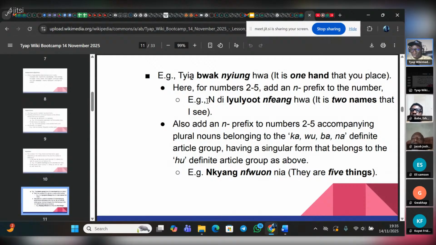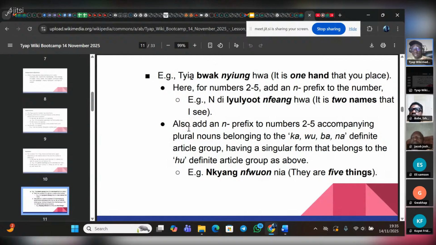And we have an example. The example says, Ndi Lilion Fernhua. It is two names that I see. Lilion means names. Fern is still two. But then we are having the n prefix because this is plural. The Lilion is plural. I will come back to this point again.